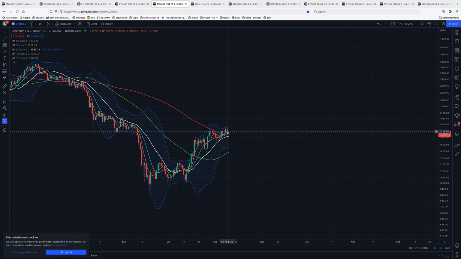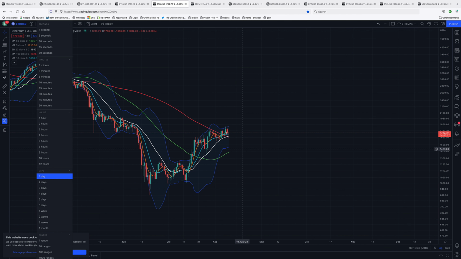The way I see this is it offers more scope for a drop down, because when the 5 is going to turn, the 5 is not only going to cross the 10 and the 20, it's also going to come crossing over the 200 again when it crosses down. So that might actually be a bigger push down.